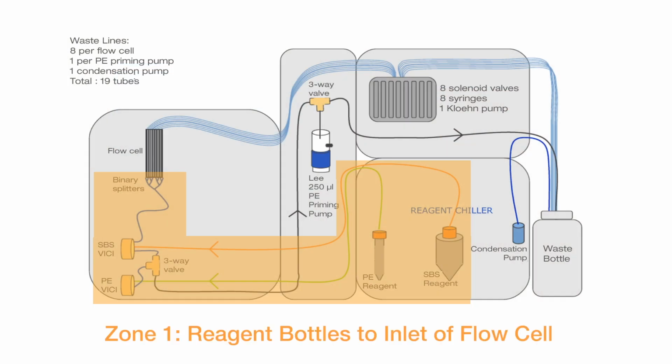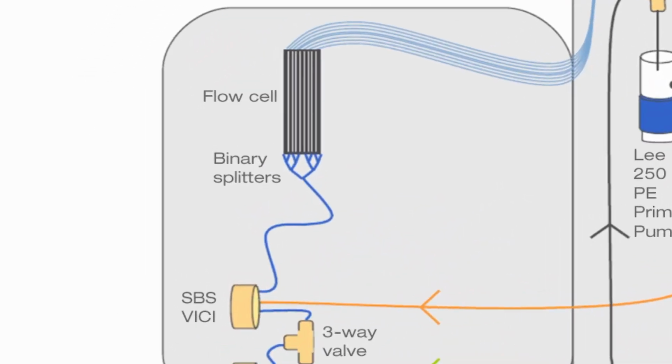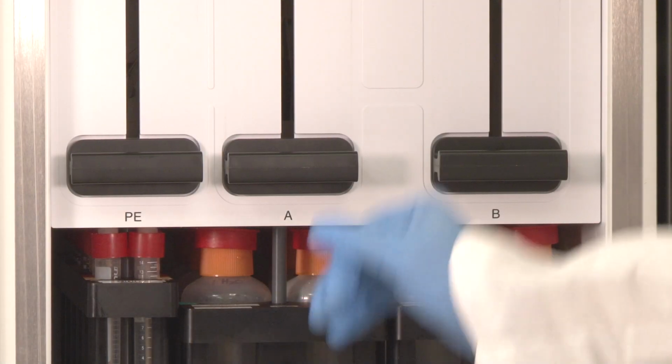If the clog is occurring somewhere between the reagent bottle and the front of the flow cell, then all lanes are affected. This is because there is a single sipper aspirating reagent from the reagent bottle into the fluidics line, and that eventually gets split into 2, then 4, then 8 lanes just before entering the flow cell. A clog in this fluidics zone could occur before the binary splitter or during the splitting.